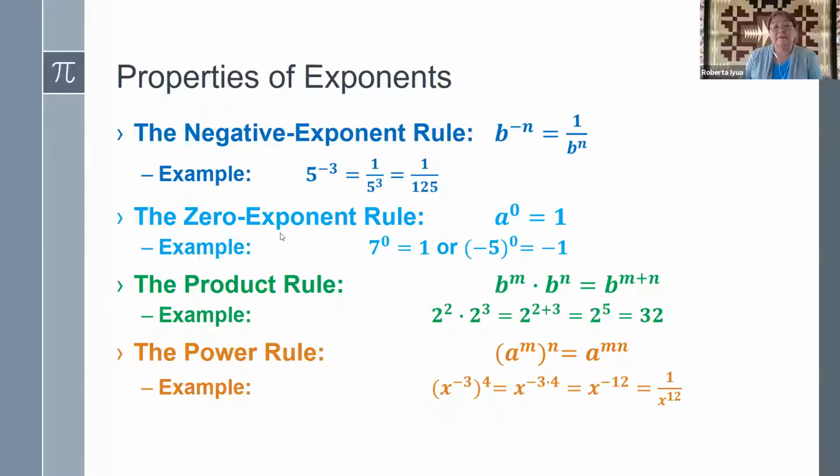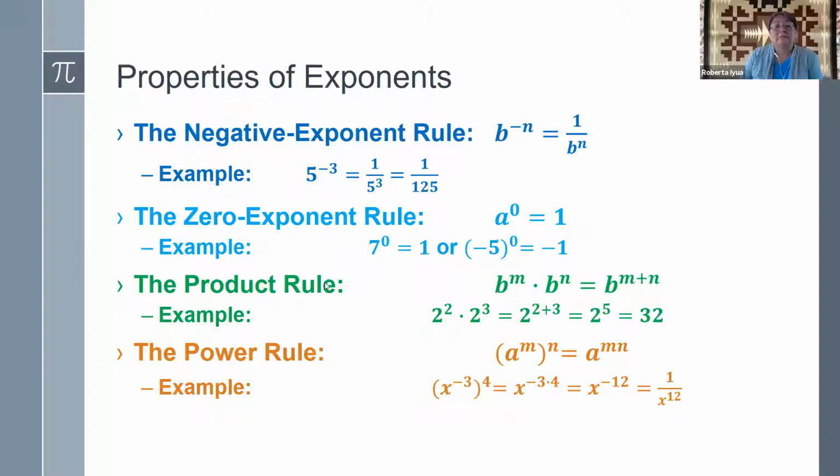Then we have the zero exponent rule. a raised to the 0 is equal to 1. So in my example, 7 raised to the 0 is equal to 1, or negative 5 raised to the 0 is equal to negative 1. The reason why this is different from the others is that all we're looking at is the 5, not the negative. So we'll just carry the negative over, and you'll raise the 5 to 0 and you'll get a 1.